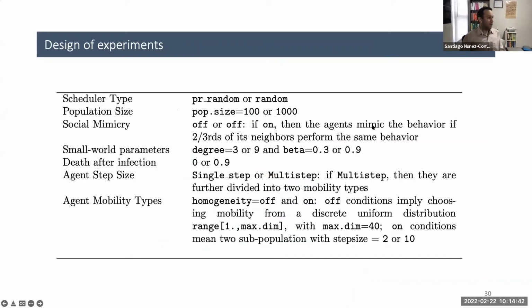We did a design of experiments in which we have two schedulers, the priority random that I described, or the random. We have two population sizes, and we have social mimicry that can be selectively turned on or off. My apologies, this should be on in here. And whenever social mimicry is on, we have a series of parameters like the degree and beta for the Watts-Strogatz network, death after infection, the agent step size, if an agent can take just one step in the grid or can take multiple steps in the grid, and also mobility, whether all agents move the same distances or agents move across different distances. So let's look at the results.